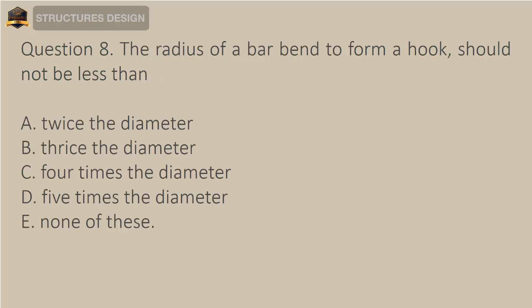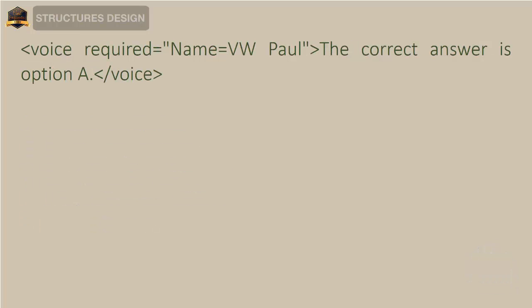Question 8. The radius of a bar bent to form a hook should not be less than: A, twice the diameter; B, thrice the diameter; C, 4 times the diameter; D, 5 times the diameter; E, none of these. The correct answer is option A.